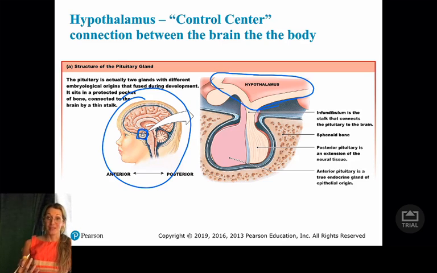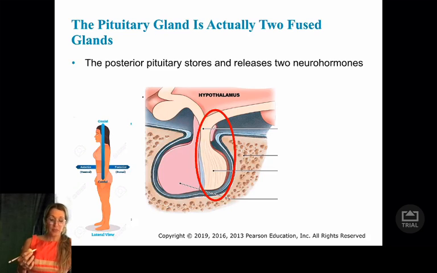And the hypothalamus is seriously what controls your endocrine system. All of the endocrine system, everything, information comes from the hypothalamus, that little tiny spot in your brain. So that's the hypothalamus. And then inferior to the hypothalamus is this really, really important gland called the pituitary. And the pituitary is actually two fused glands. The posterior pituitary, and I've given you some orientation here. Hopefully you remember that from lab.